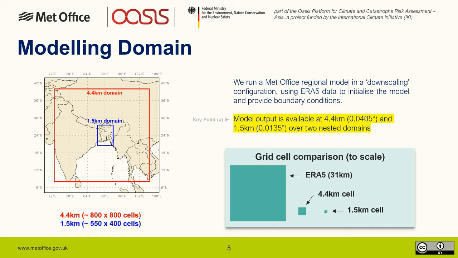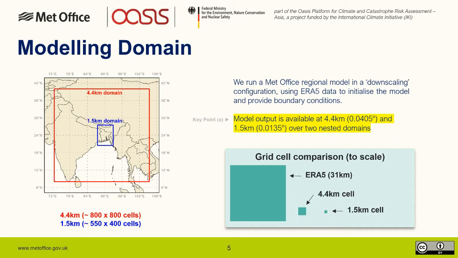The boundaries for the 4.4 kilometer domain were chosen specifically to avoid interacting with the Himalayas, and the 1.5 kilometer domain, due to the computational demand required to run simulations at this resolution, was just restricted to Bangladesh itself.